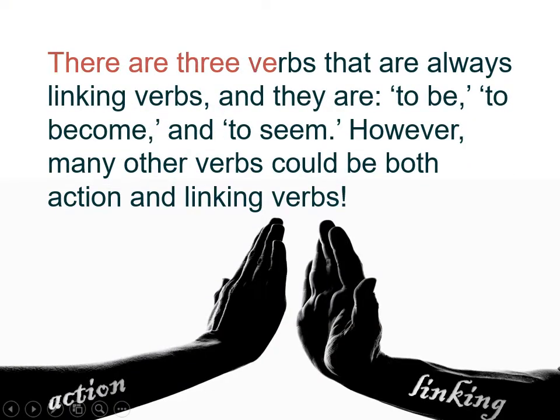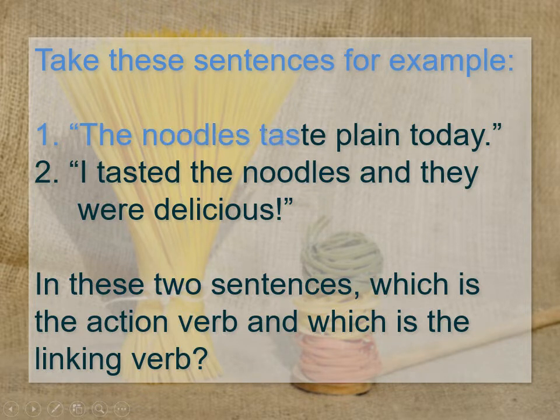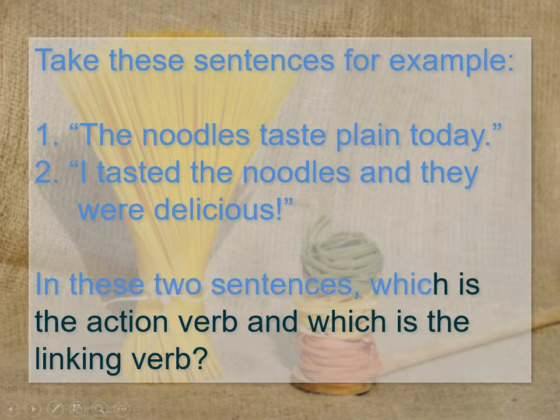There are 3 verbs that are always linking verbs, and they are to be, to become, and to seem. However, many other verbs could be both action and linking verbs. Take these sentences for example. 1. The noodles taste plain today. 2. I tasted the noodles and they were delicious. In these 2 sentences, which is the action verb and which is the linking verb?